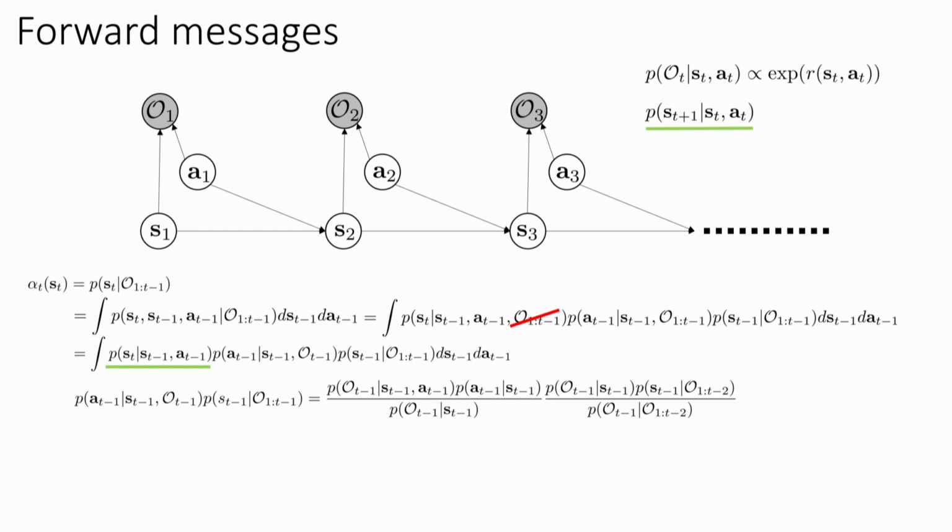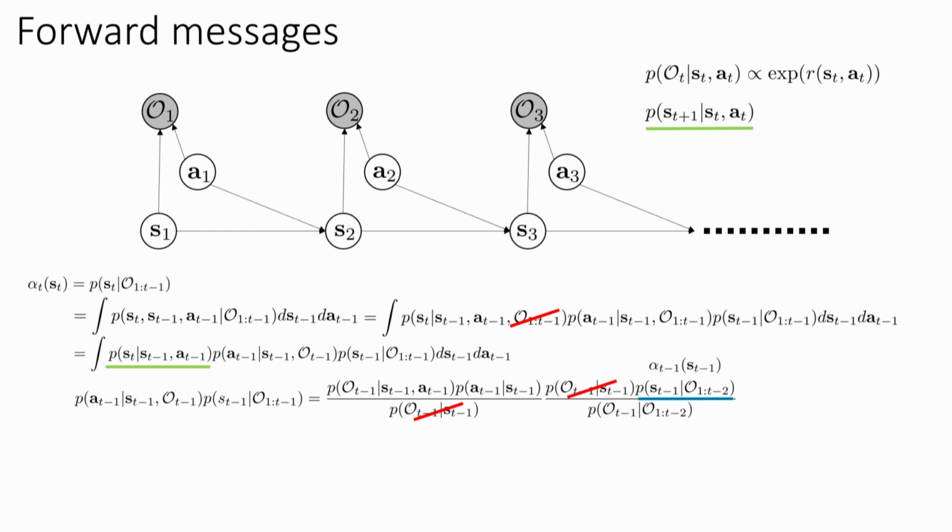So when I've applied Bayes' rule like this, this term and this term cancel. The first term in the first ratio is just the exponentiated reward. The second term in the numerator of the first ratio is the action prior, so that's a constant. And then in the second ratio, the denominator doesn't depend on S in any way, so up to a constant of proportionality, I can ignore that second denominator. And the remaining term in the numerator is just the forward message at the previous time step.